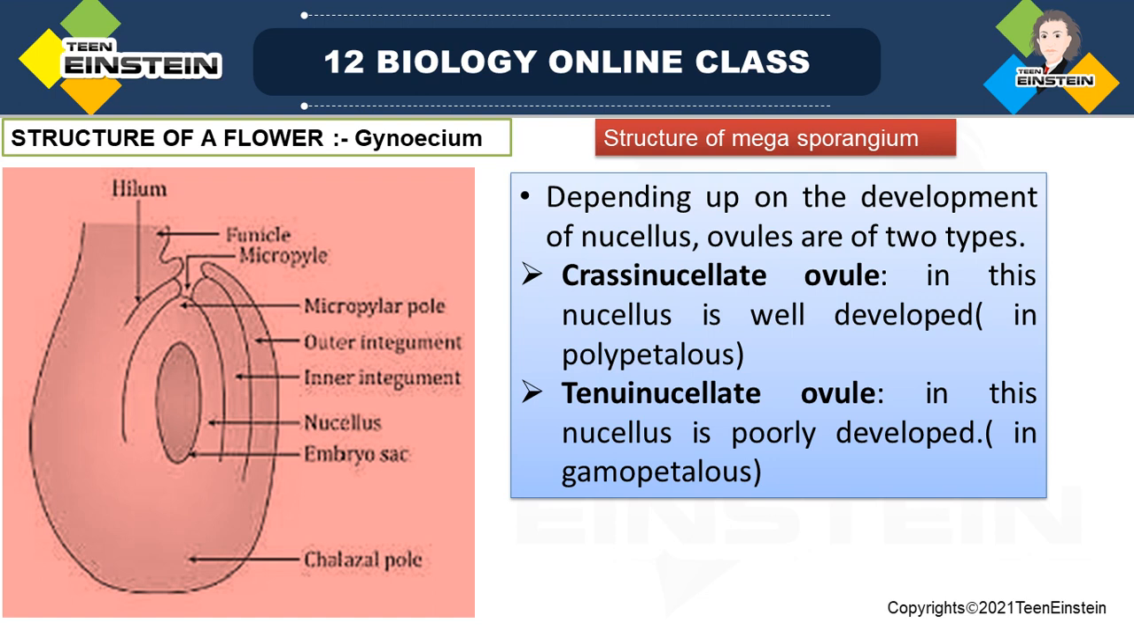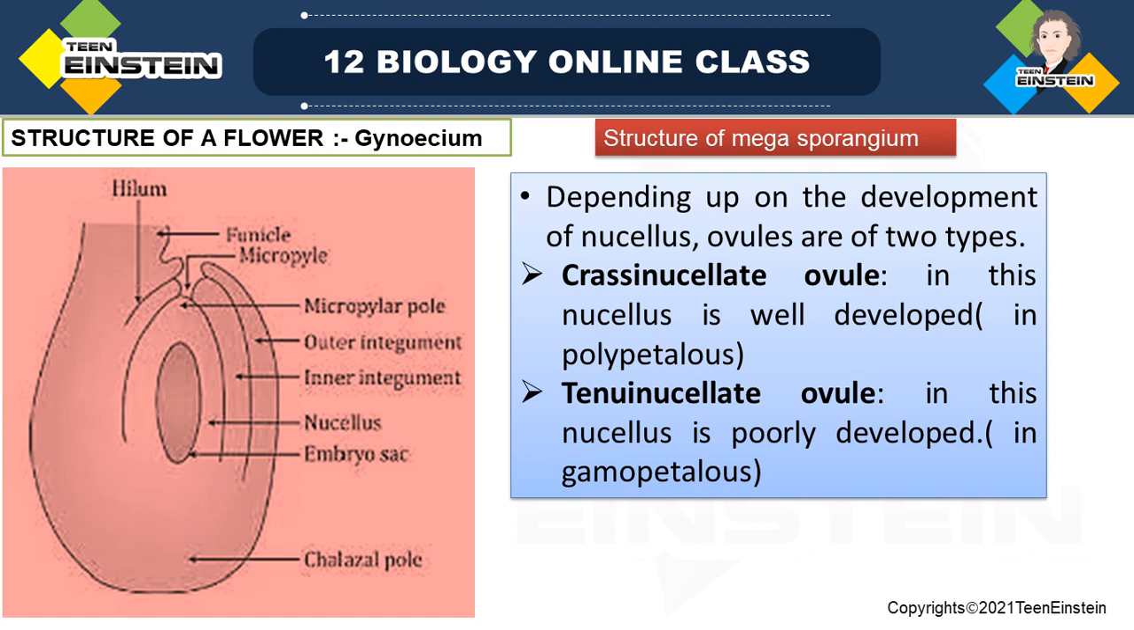And you can see this type is composed of many layers, and there is a well developed nucellus. That is called crassinucellate. In polypetalous plants you can see this well developed nucellus.